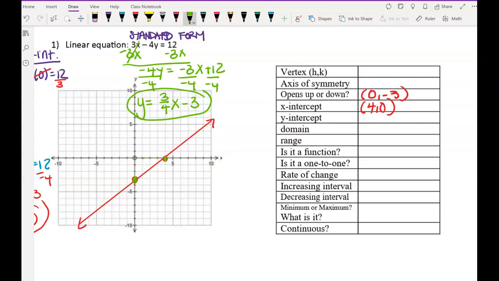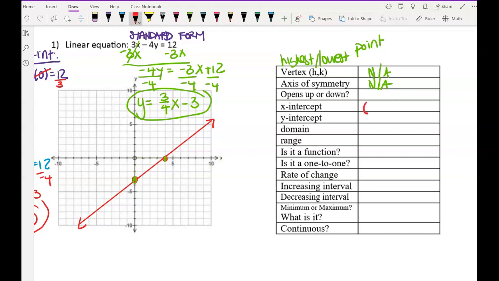Now, the linear doesn't have a vertex. Remember, the vertex is either the highest or lowest point, okay? And since a line does not have a highest or lowest point, our direction says NA. It does not have an axis of symmetry. Remember, axis of symmetry is a line that divides the left and right perfectly. This is symmetry, okay? You know what? I meant to put those in the right places.